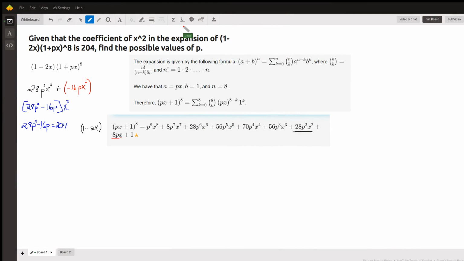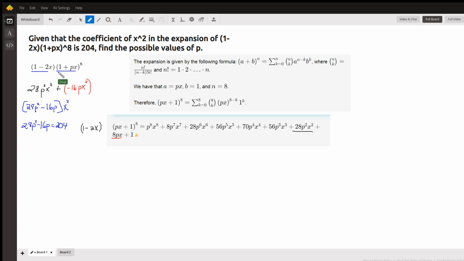Okay, this is a pretty neat problem. We're told that when we multiply these two binomials together, the coefficient of the x squared term is 204. Find the possible values of p.